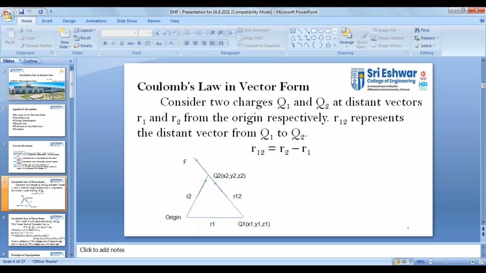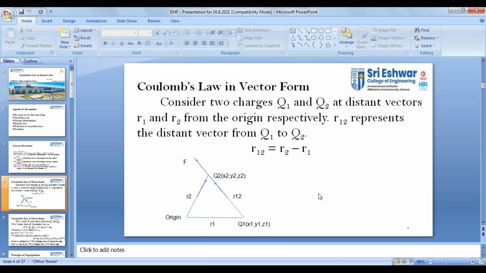Now we will come to today's topic: Coulomb's law in vector form. Before going into this, I'll recall another statement, in other words, about the force of interaction, which I gave in the last class. Coulomb's law states that the force of interaction between two point charges is directly proportional to the product of the charges and inversely proportional to the square of the distance between them. This is another statement of Coulomb's law.